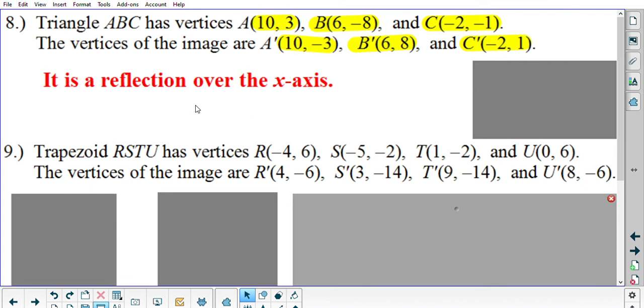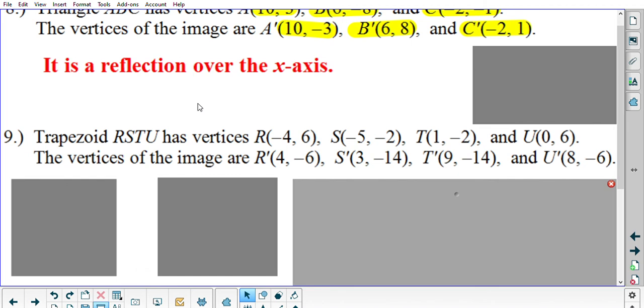All right, problem number 9. Trapezoid RSTU, we can see what its vertices are. Then we have the vertices of the image. Now, again, we need to be observant. What has happened? From R to R prime, it looks like the x became the opposite, but so did the y. Well, that's odd. Does that happen with the others?